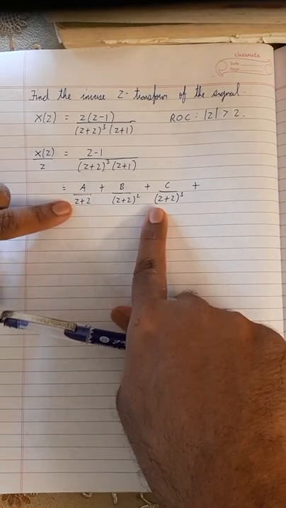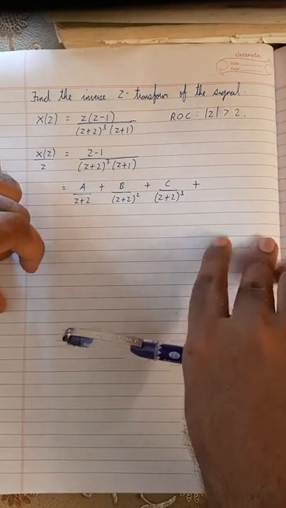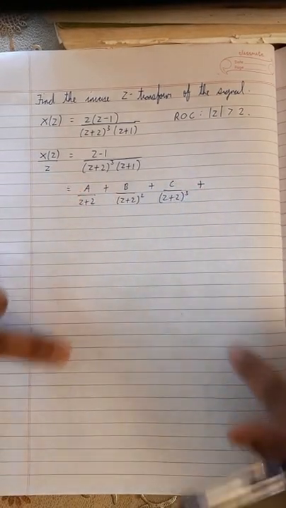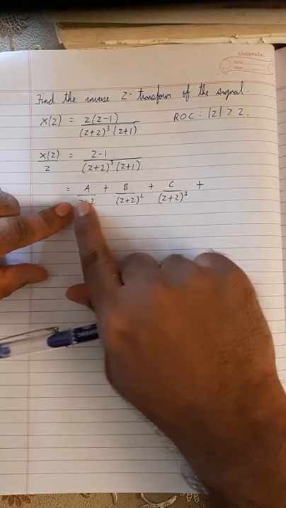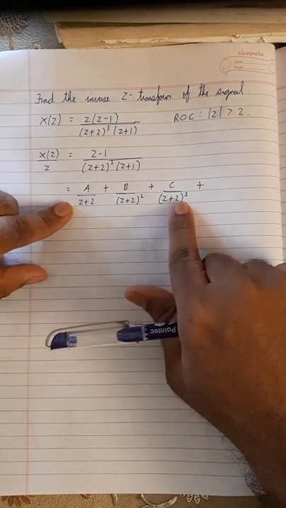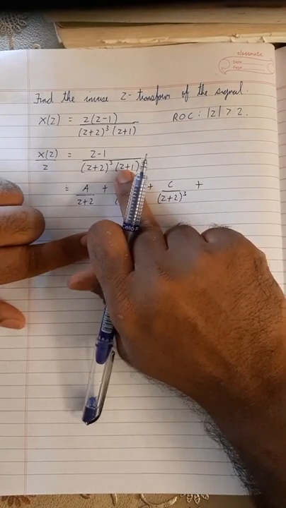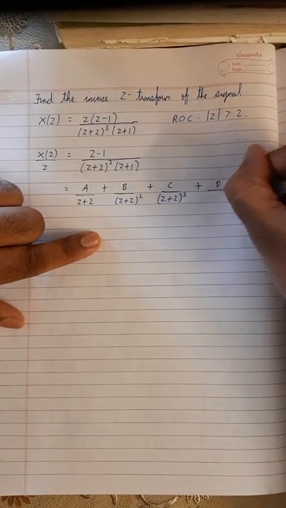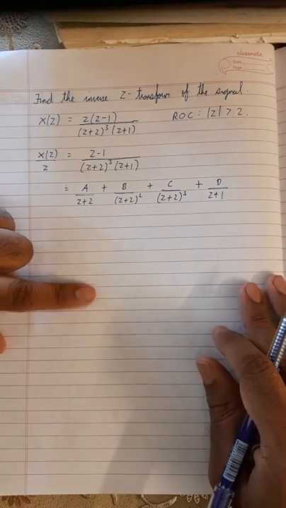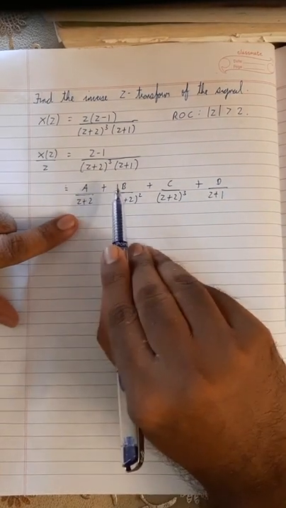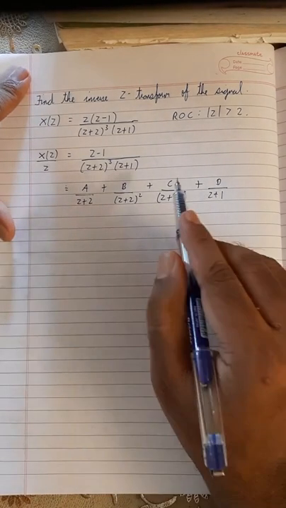Just like your Laplace transform and your Fourier transform, where you have applied partial fractions, this procedure is exactly the same, right? If it is a repeating factor, you repeat that many times in the increasing order of the power of its denominator, plus, and the last one is z plus 1. So I will write D by (z plus 1). Okay, so now you need to find the value of A, B, C and D.